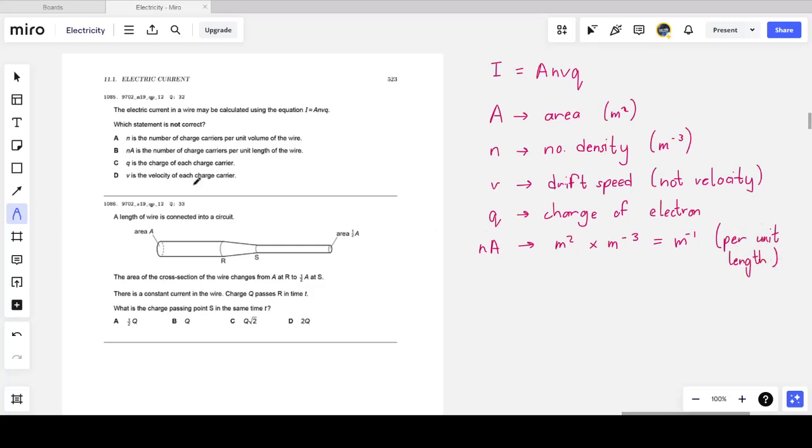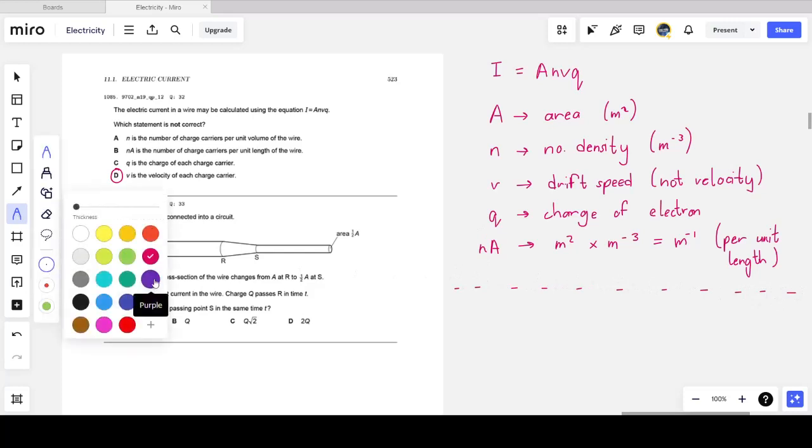So the only one that doesn't stand out here is the last one, D, which says v is the velocity of each charge carrier. If v was a velocity, I, the current, would be a velocity as well. And that's not going to stand because everything else is scalar. I is scalar. v cannot be a velocity. v is actually the drift speed. And so what is standing out here is option D. It's not correct to say that v is the velocity of charge carriers. It is the drift speed of the charge carriers.